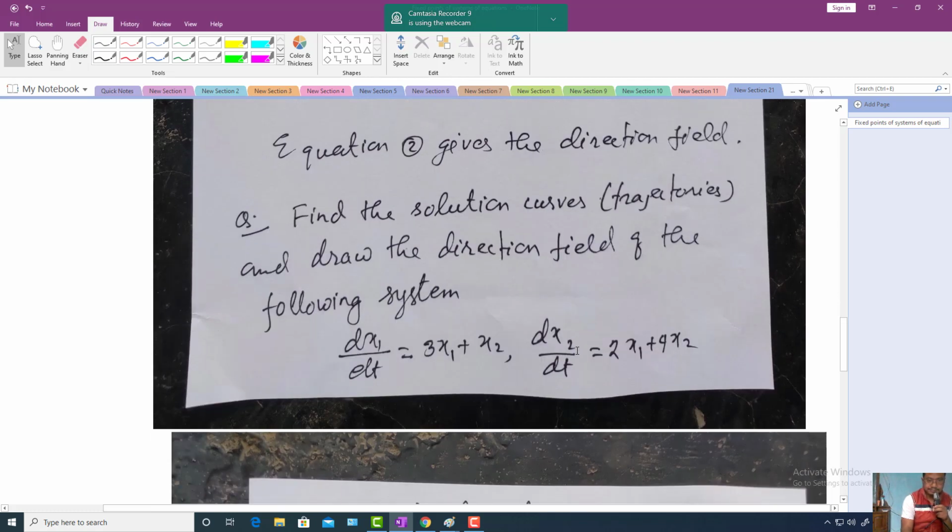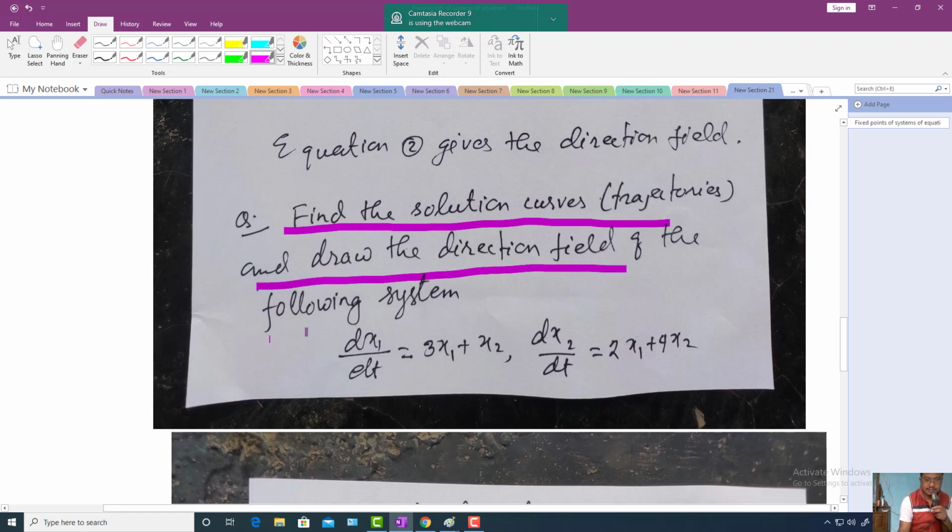Another example let me give you. Find the solution curves or trajectories of the given system of differential equations, this one and this one. So you find the solution. First find the fixed point, then find the solution curves or trajectories, and then you can find the direction field also using that software.